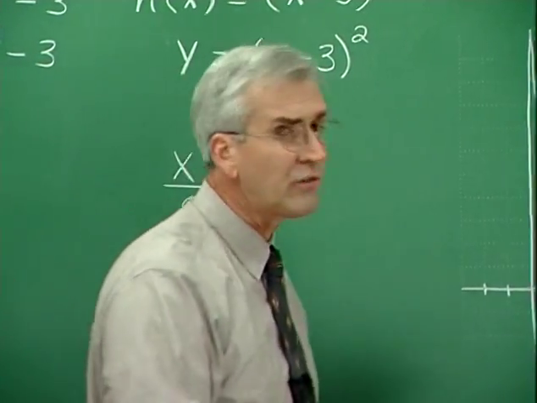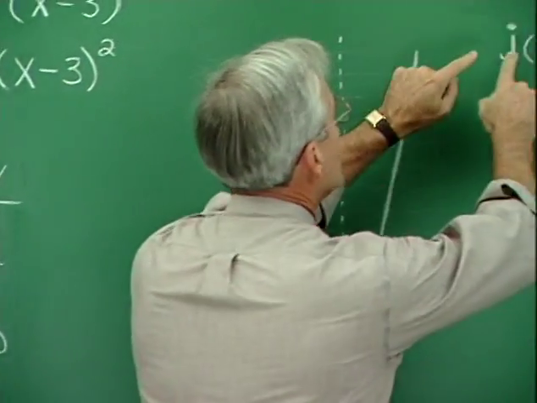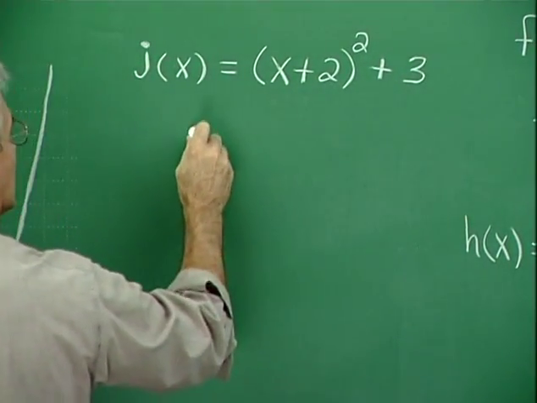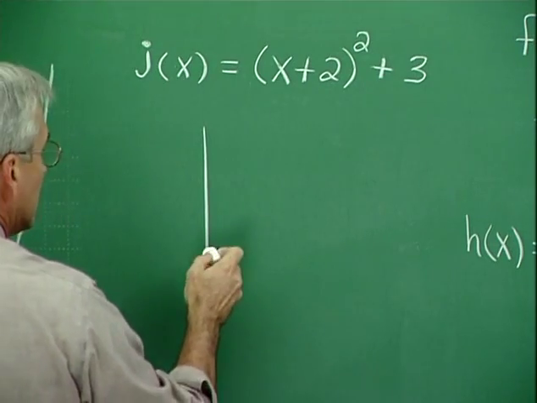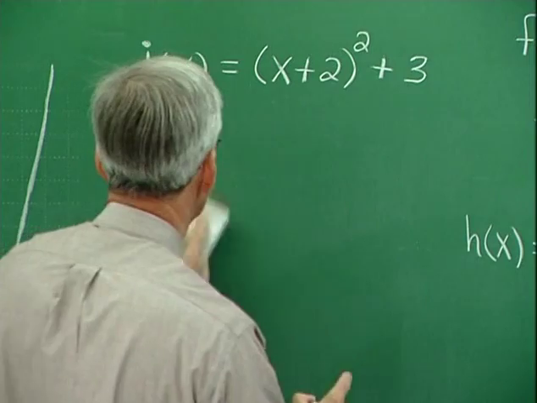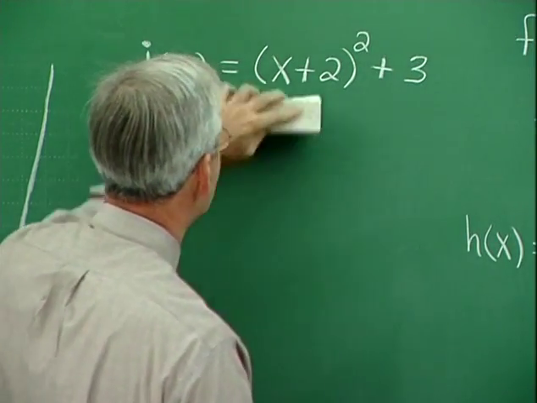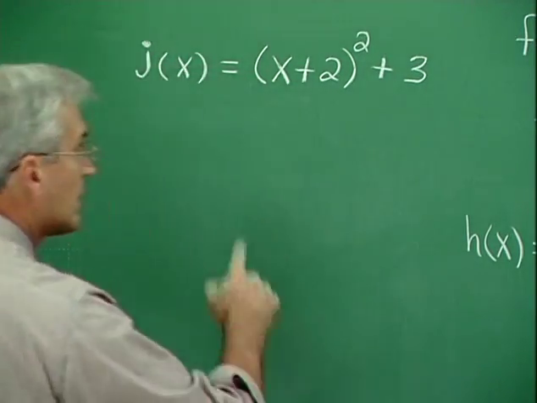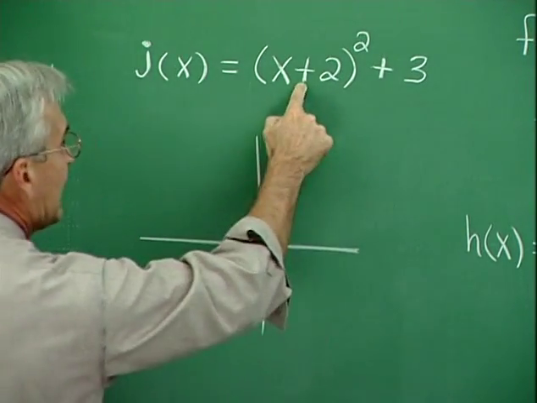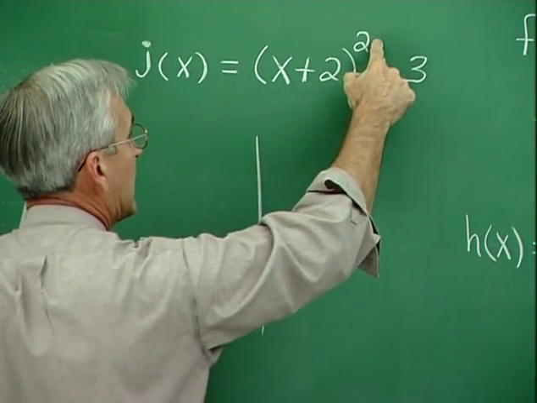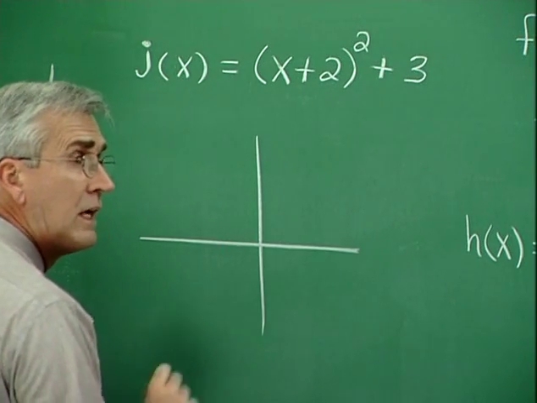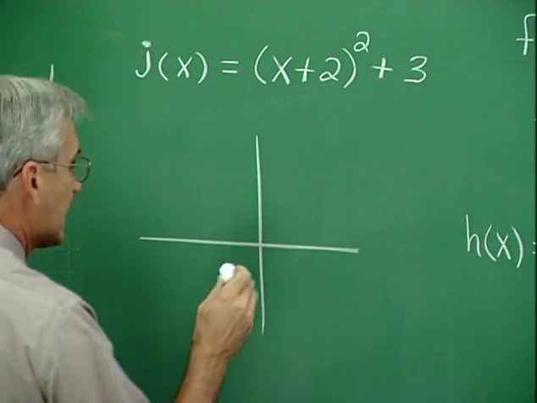Now, let's take a double shift here. J of x is (x plus 2) squared plus 3. All right, 2 shifts. Now, if we're shifting before the prevailing operation, then we shift left and right. If we add or subtract after the prevailing operation, then we shift up and down. All right, so let's think about what's going on here. This adding of 2 happens before the prevailing operation, so we're going to shift left or right in a direction we don't expect. Now I'm thinking about the position of the vertex only.